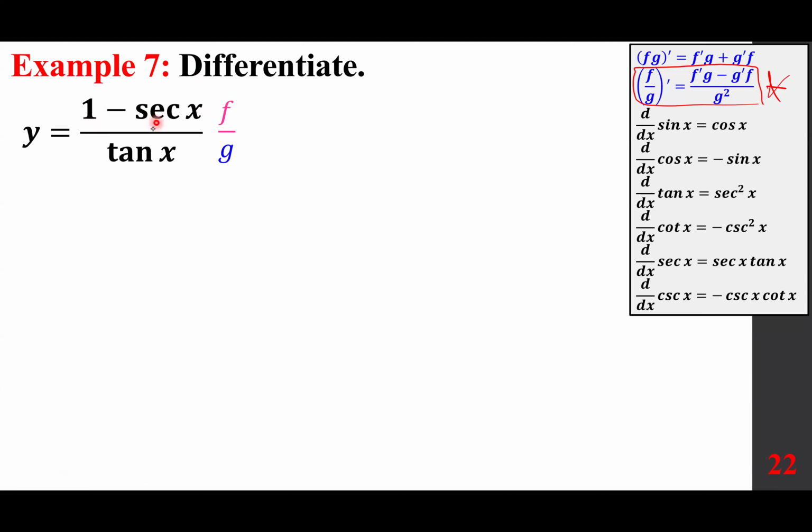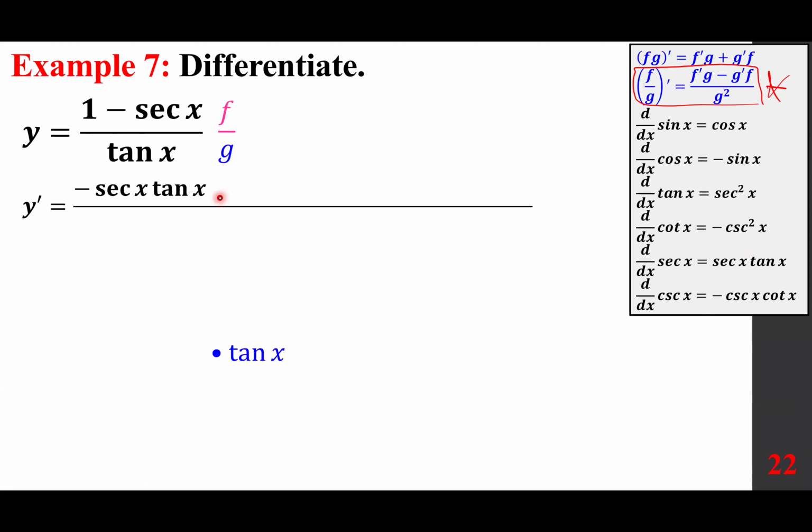The derivative of 1 is 0, negative. Secant, the derivative of secant is secant x tan x. So minus secant x tan x times g, simply times tan x. Minus g prime, the derivative of tan is secant squared. So minus secant squared times f, just inside the parentheses, put the numerator 1 minus secant x. As far as the denominator g squared, simply put tan squared x, and we are done with calculus.